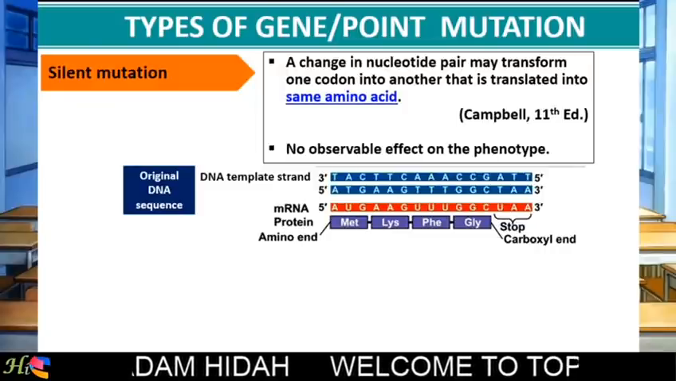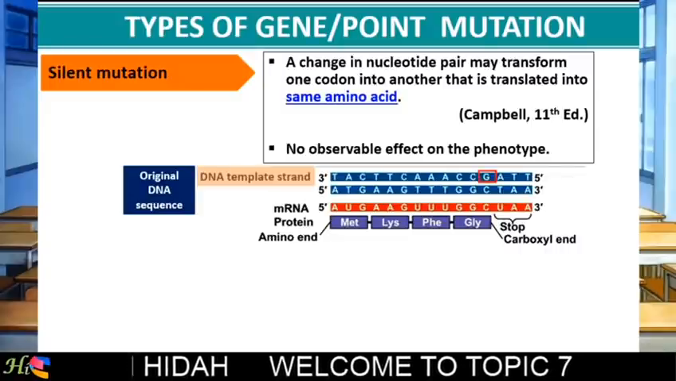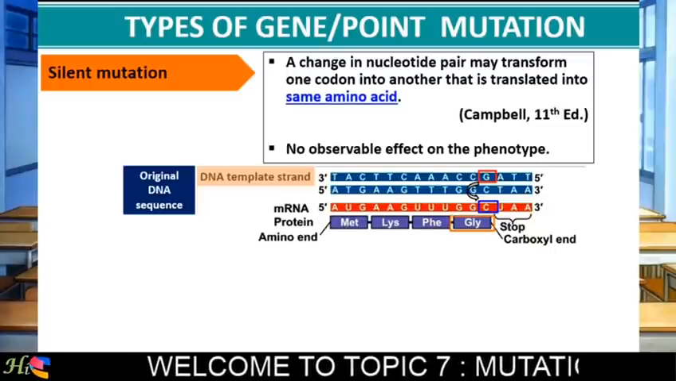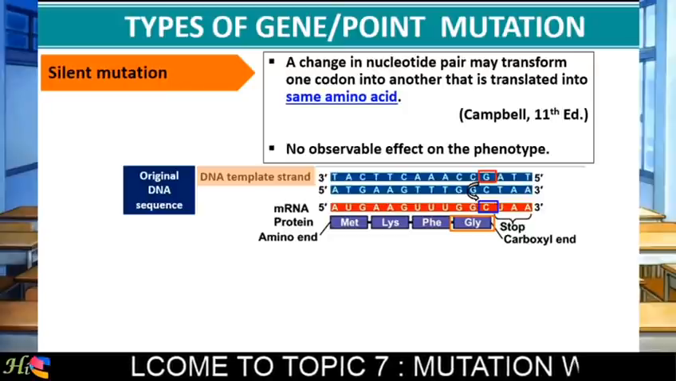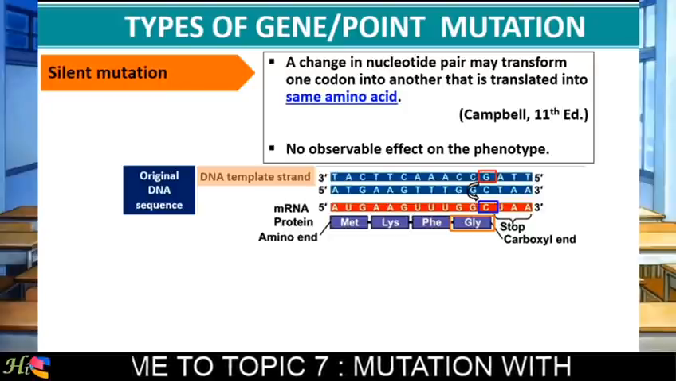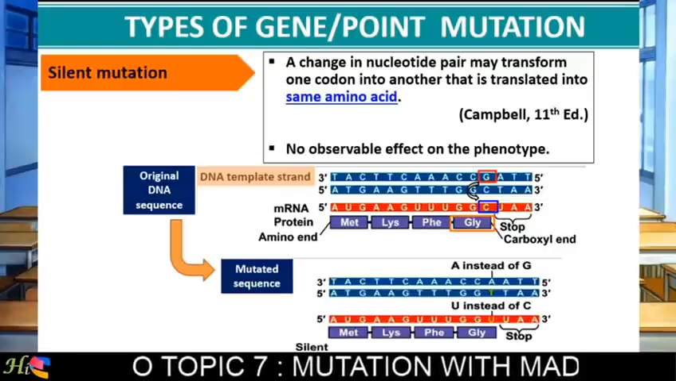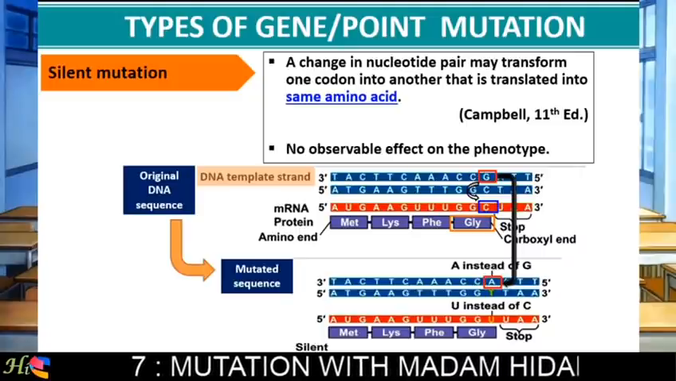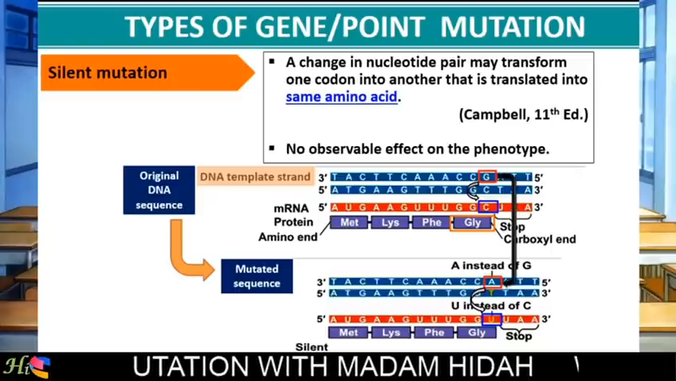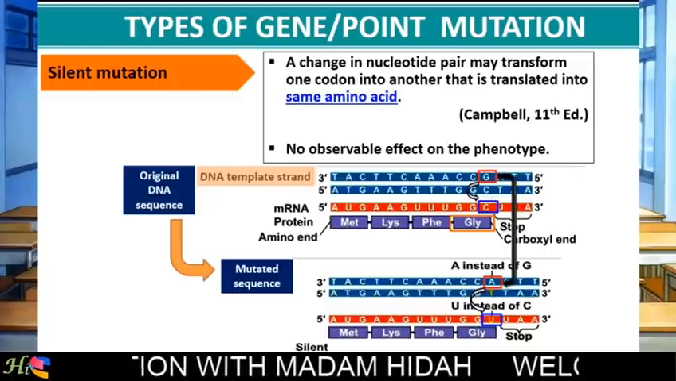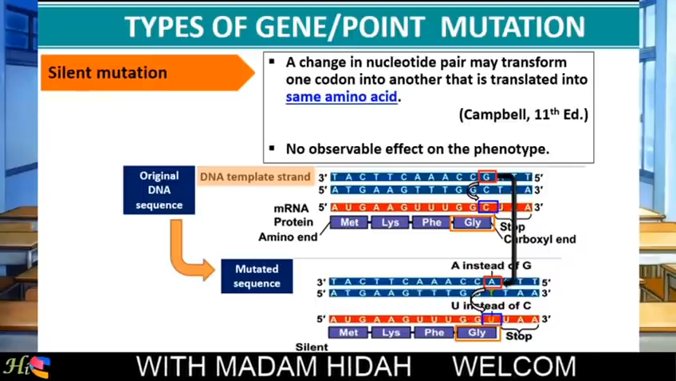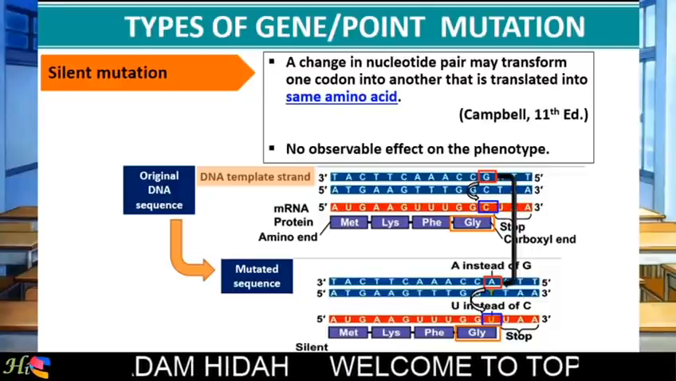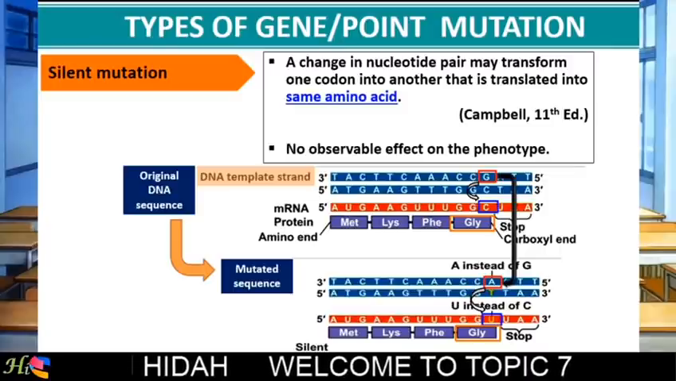As we can see from the given diagram, guanine base in the DNA template strand will be transcribed into cytosine base in mRNA. The codon GGC in mRNA will later be translated into glycine amino acid. When the base substitution occurs, adenine base replaces the guanine in DNA. Adenine will be transcribed into uracil base in mRNA. The codon GGU in mRNA will then be translated into the same amino acid, which is glycine. Such a change is an example of a silent mutation.